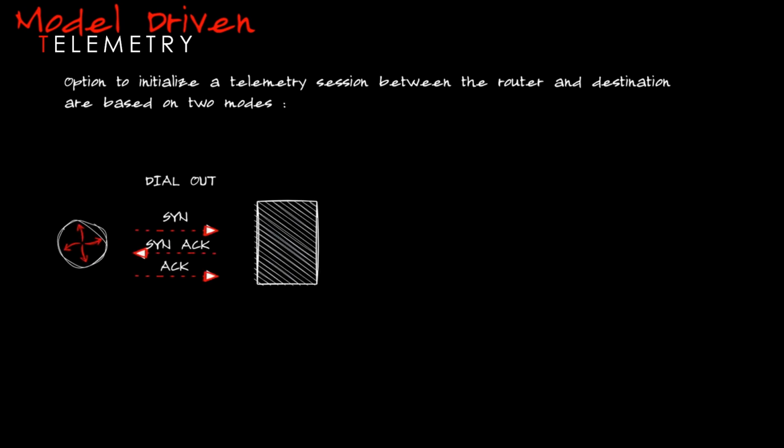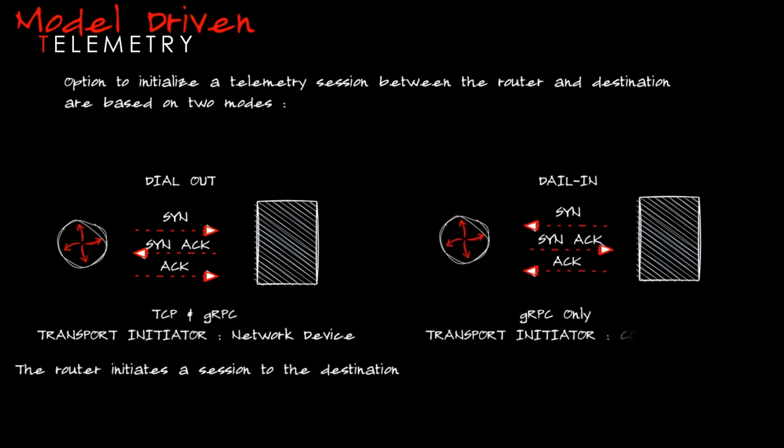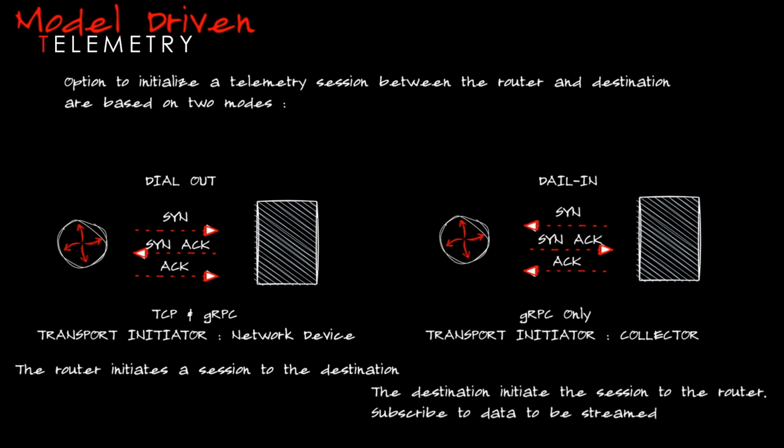The options to initialize the telemetry session between the router and the destination are based on dial-out mode and dial-in mode. In dial-out mode, the router initiates a session to the destination based on subscription. Whereas in dial-in mode, the destination initiates a session to the router and subscribes to the data to be streamed. The dial-out mode supports TCP and gRPC transport, whereas dial-in mode supports gRPC transport.